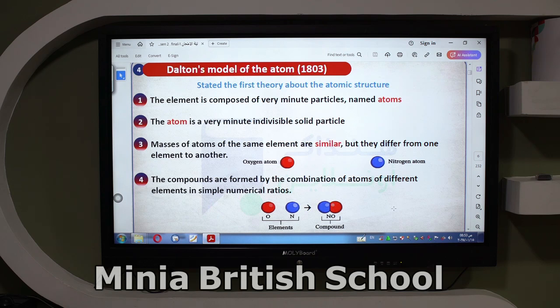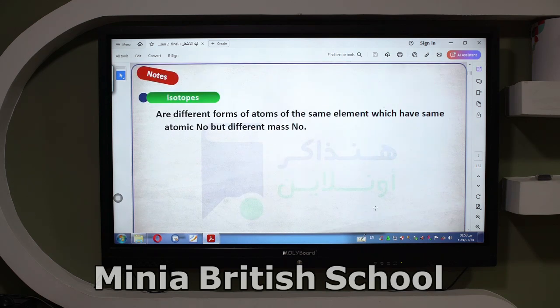And number four, compounds are formed by the combination of atoms of different elements in a simple numerical ratio. So if we have a compound like NaCl, sodium chloride, we need one atom of sodium and one atom of chlorine. It's a simple ratio.